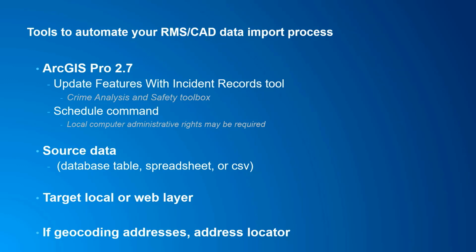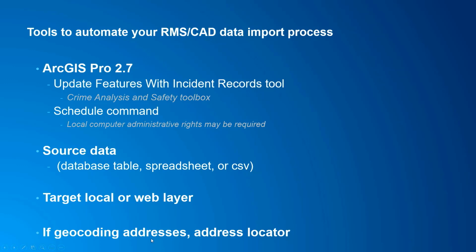You'll also need to be able to apply those tools. You will need your source data, i.e. the database table from your system of record or the spreadsheets or CSVs that you use to be able to take and turn into GIS layers on a daily basis. You'll also need an existing target layer for that data to go to. So that could be a local file or it could be a web layer. If you're going to be geocoding addresses, you'll also need an address locator. If your data already has X and Y coordinates, you can just use the ones that come from the records management system or from the CAD system.